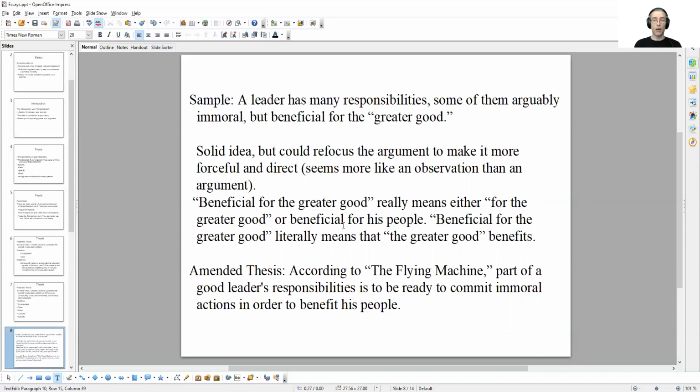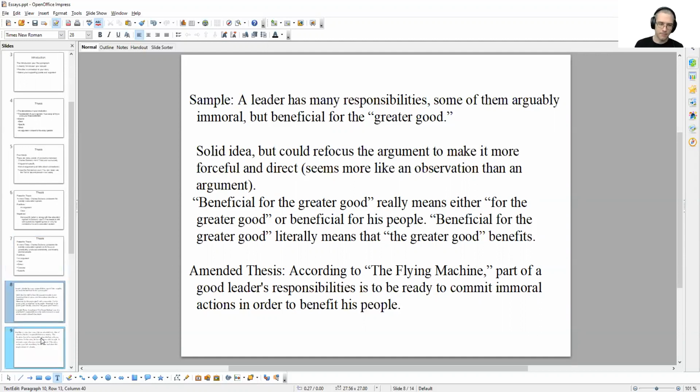Oh, now that's an argument, an arguable point. It's clear, specific, and direct. That issue of language here has been cleared up. A strong thesis statement.